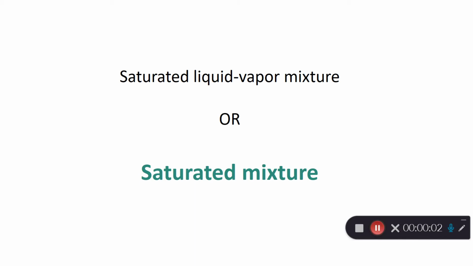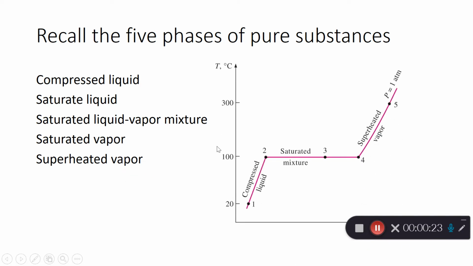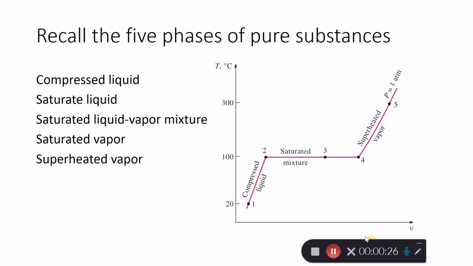In this video, we're going to continue finding values from the property table, but this time we're going to cover a new phase, which is saturated mixture. Okay, so let's recall the 5 phases of pure substances we have, from compressed liquid to superheated vapor. This is a TV diagram that represents the process. This is the boiling process at constant pressure.